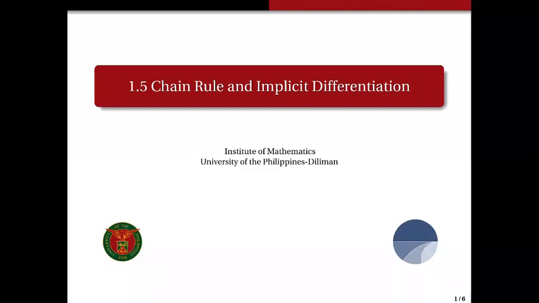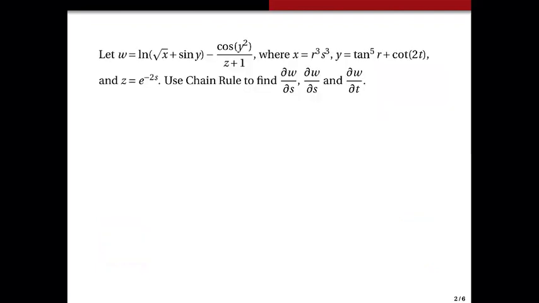So for this session now, we'll have section 1.5, chain rule and implicit differentiation. So let's start with this problem here.